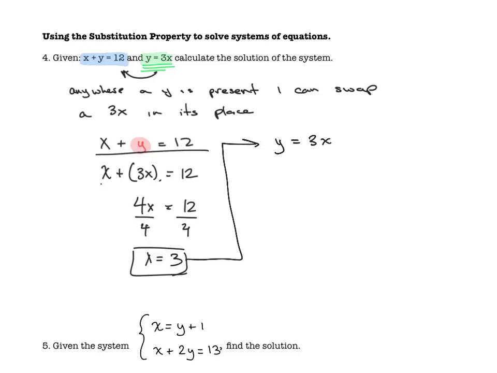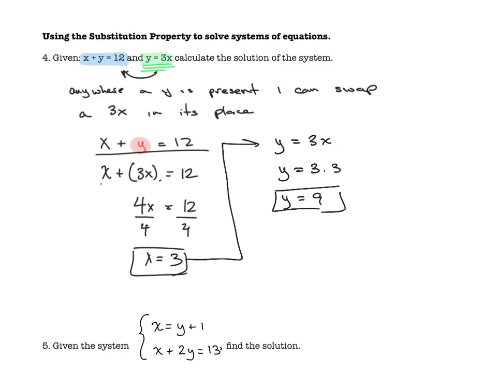So anywhere I now see x, I can swap with a 3. So y equals 3 times 3. And 3 times 3 is a value I can calculate, and that value is 9. So I now have x equaling 3 and y equaling 9.